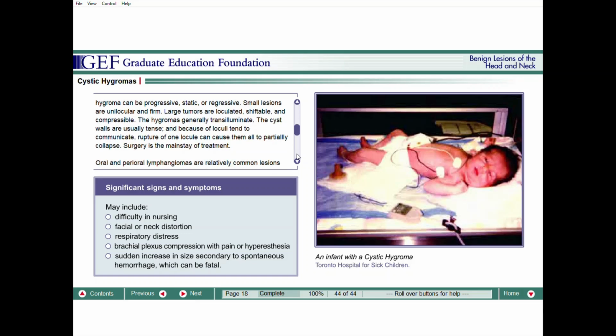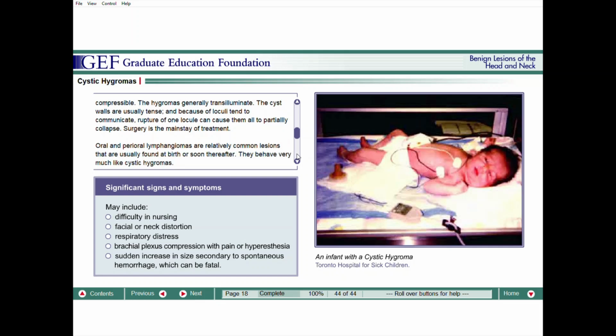Small lesions are unilocular and firm. Large tumors are loculated, shiftable, and compressible. The hygromas generally transilluminate. The cyst walls are usually tense, and because of loculi tend to communicate, rupture of one locule can cause them all to partially collapse. Surgery is the mainstay of treatment.